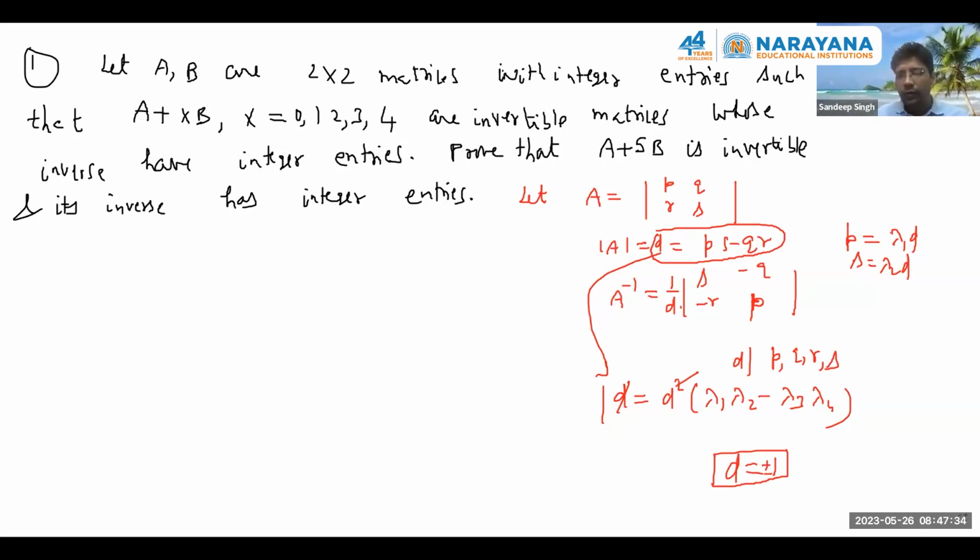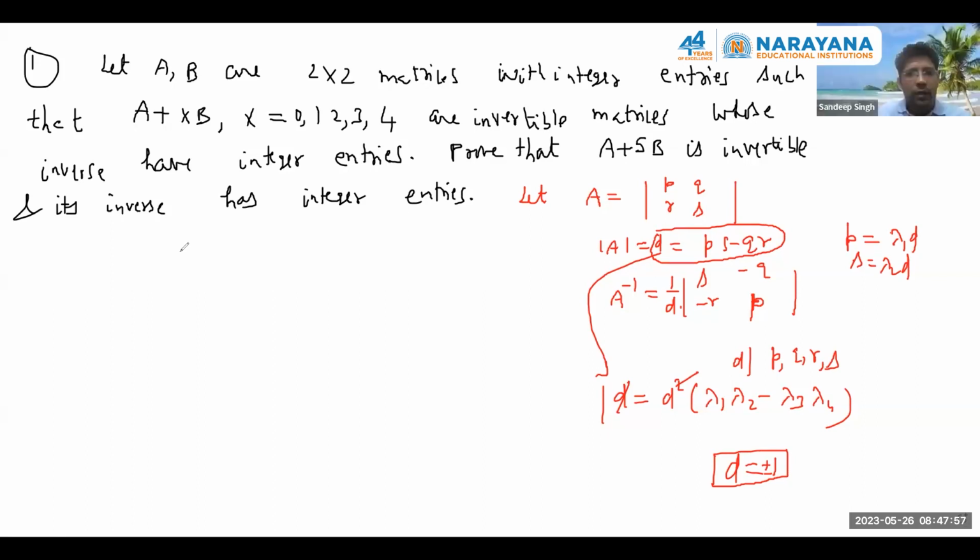Now, what will you do next? What will you do next? The equation, yes, tell me. The equation A plus XB is a cubic equation with 4 roots, so it is an identity. It is true for all values of X. Yes. No. Which equation is cubic equation? A plus XB. Hmm.